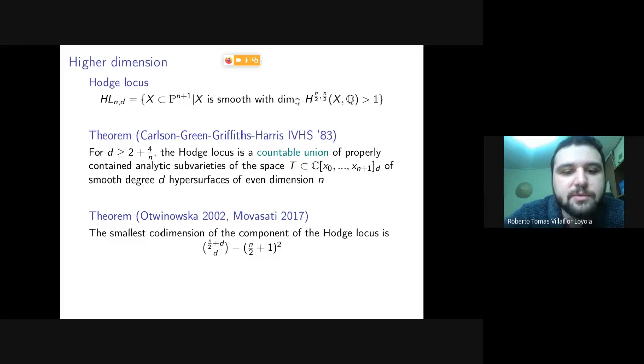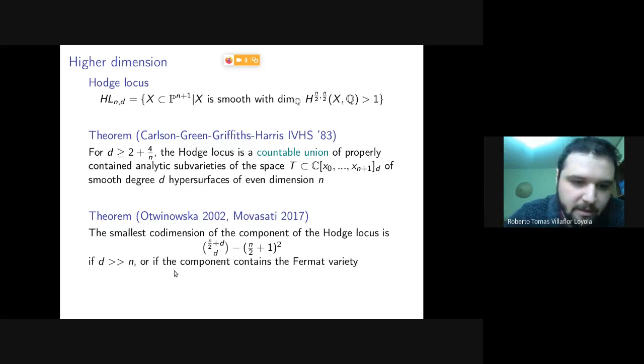And regarding the generalization of the theorem of Green and Voisin about the smallest codimension component, we have a result due to Otwinowska, and later Movasati also obtained a result about this. These two results can be stated in the following theorem. The first thing is that in higher dimension, the smallest codimension component of the Hodge locus is n over 2 plus... well, it's the number that is exactly D minus 3 for n equal to 2, in the following cases. Otwinowska proved this for a very big D depending on n, and Movasati proved this for the components which contain the Fermat variety, without the restriction on the degree. So these are the two cases where this result is known.